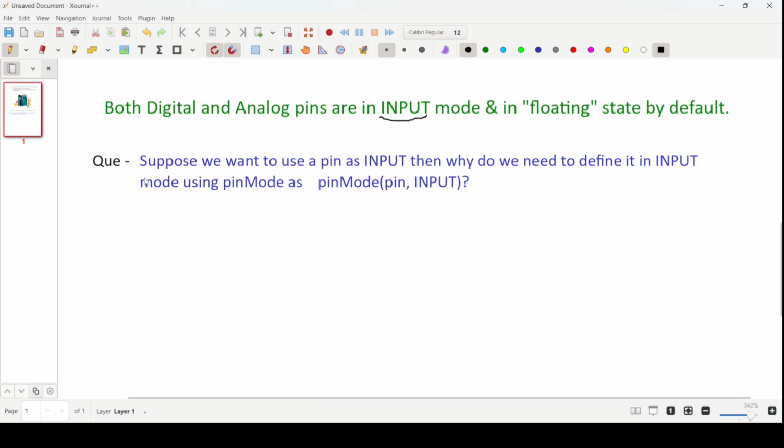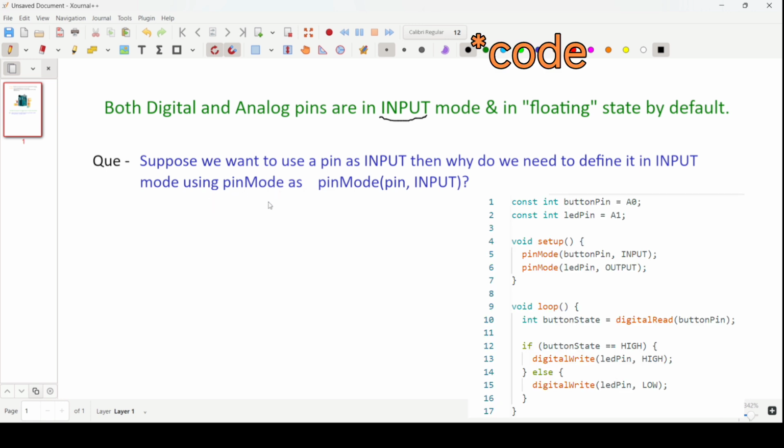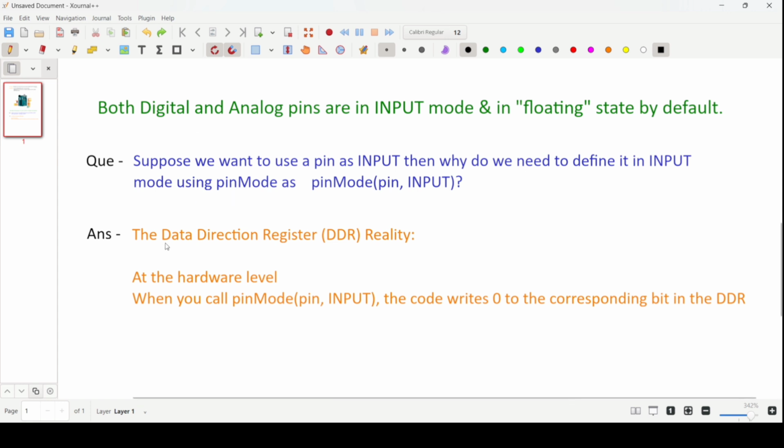Now my question here is, suppose we want to use the pin in the input mode, then why do we need to define it in the input mode using this pin mode function, like I'm doing in this circuit diagram? To answer this question, the data direction register comes into play. When you call the function pin mode on any pin in the input mode, what happens at the hardware level? The code writes 0 at the corresponding bit in the DDR.